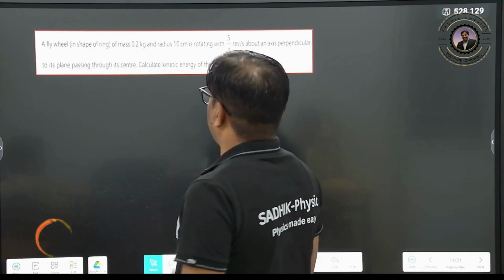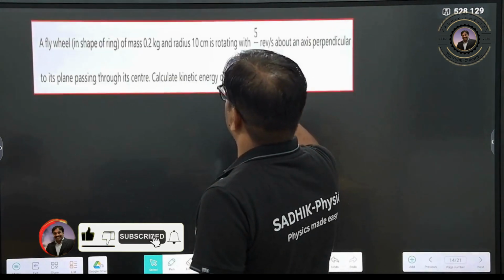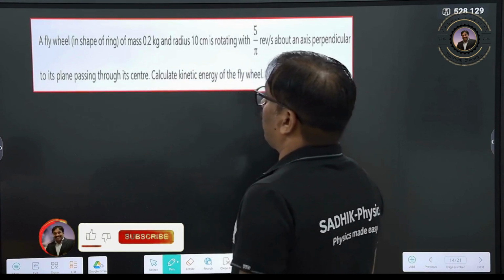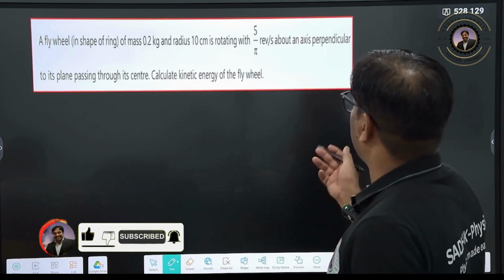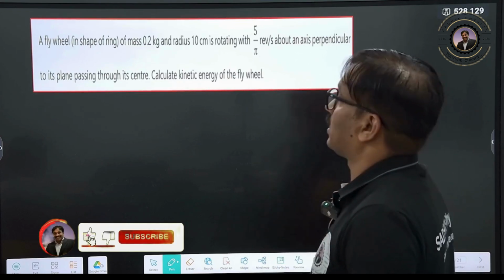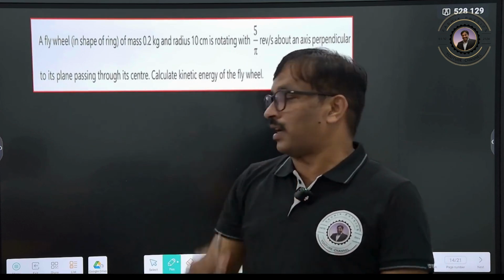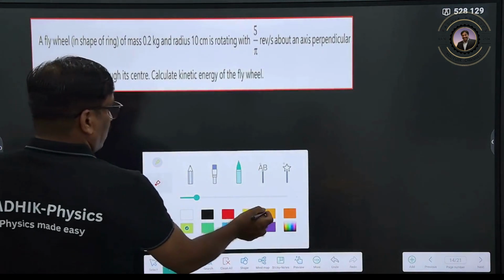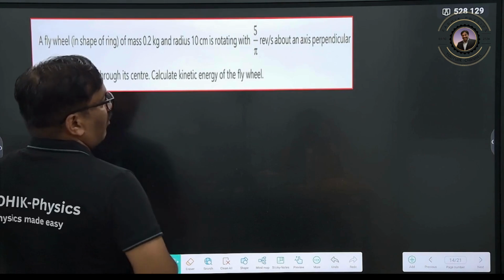Now we'll see one more question here. A flywheel is in the shape of a ring. Its mass is given, radius is given, rotating with 5 by pi revolutions per second about an axis perpendicular to its plane passing through the center. So here it is like one ring, and the axis is at the center. Calculate the kinetic energy. These are all simple questions only, but try to practice so that you get thorough in the formulas, right?